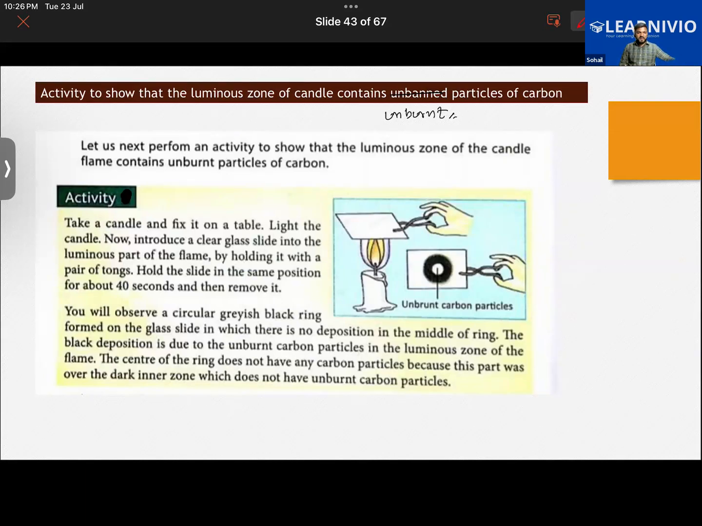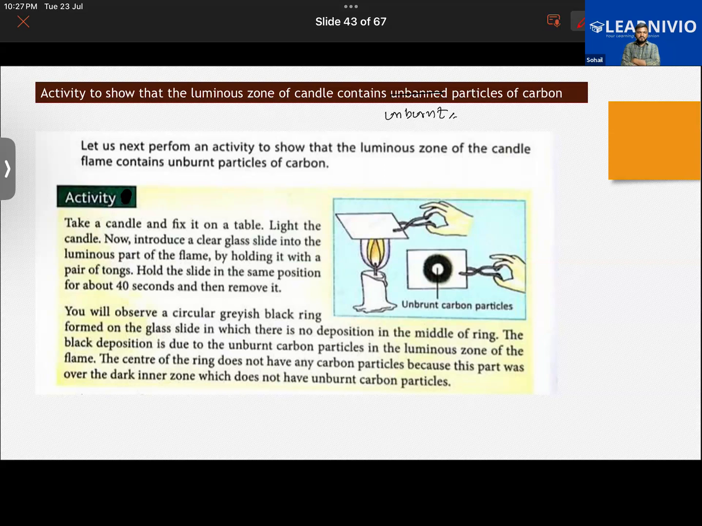Vaiga, please read the given paragraph. Okay, sir. Let us next perform an activity to show the luminous zone of the candle flame contains unburned particles of carbon. Activity: take a candle and fix it on a table. Light the candle. Now introduce a clear glass slide into the luminous part of the flame by holding it with a pair of tongs. Hold the slide in the same position for about 40 seconds and then remove it. You will observe a circular, grayish black ring formed on the glass slide in which there is no deposition in the middle of the ring.